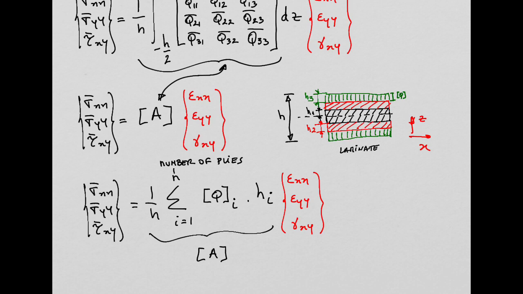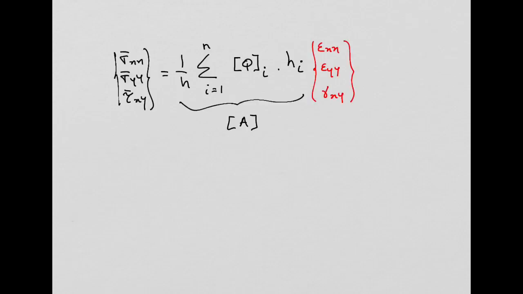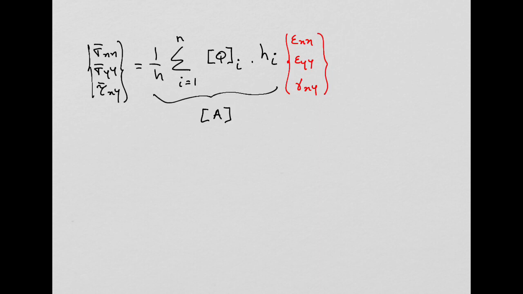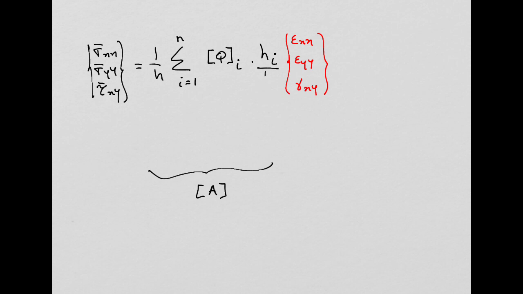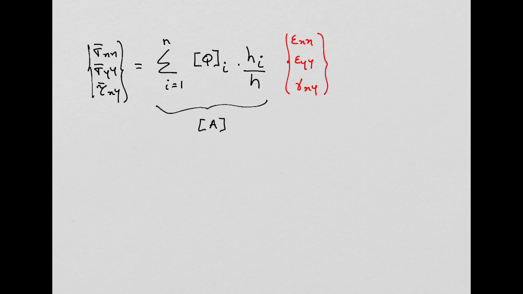So if you want, we can write this even in a different way. We can move the thickness inside and say, okay, h_i over h. I can do this, no problem. And you can see that you have this weighting factor, in fact, isn't it? Look, I'm multiplying the stiffness matrix of my ply by this weighting factor, which is equal to the height or thickness of my ply over the total thickness.